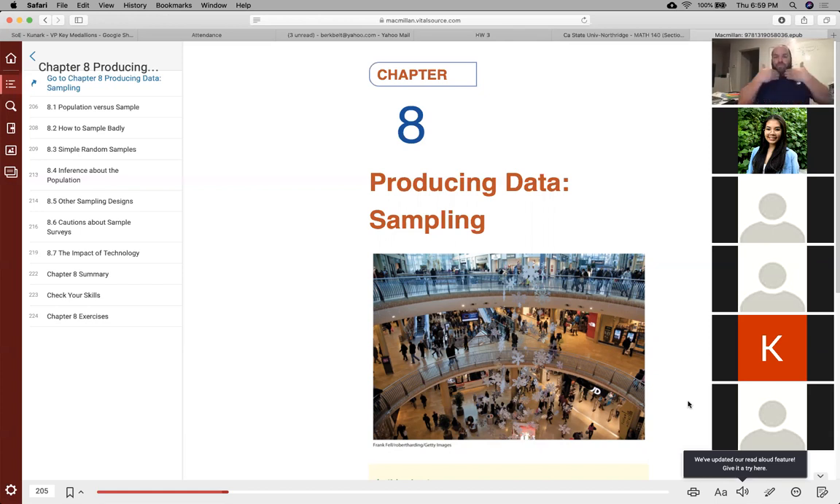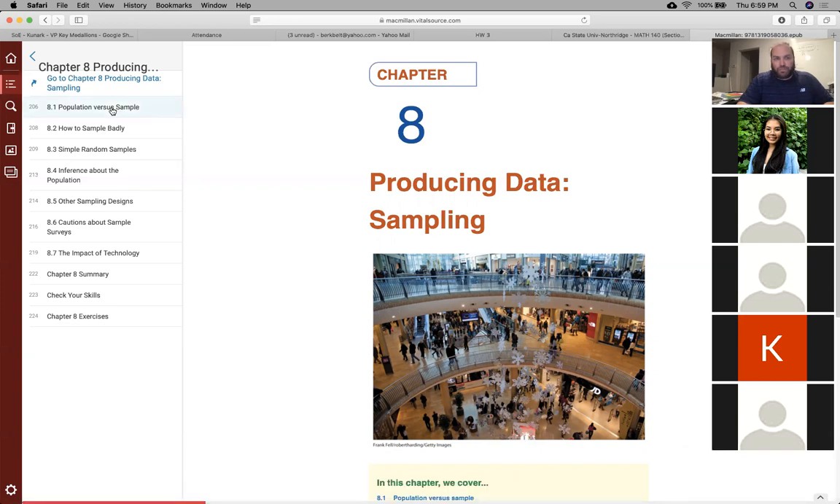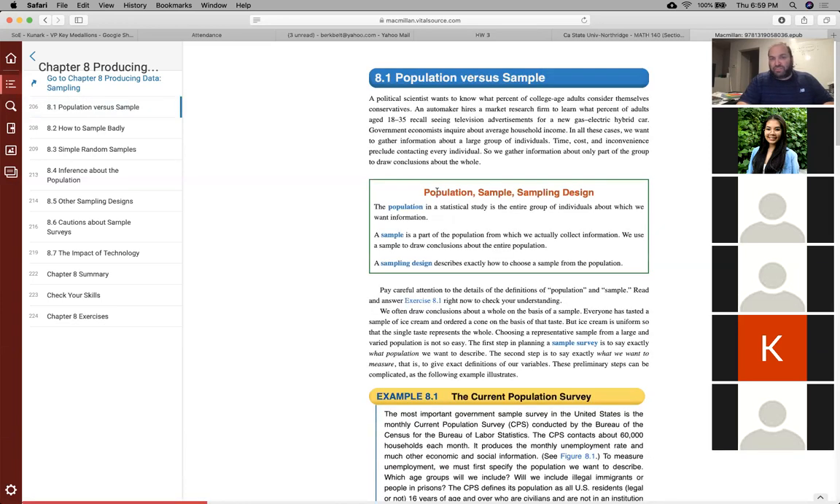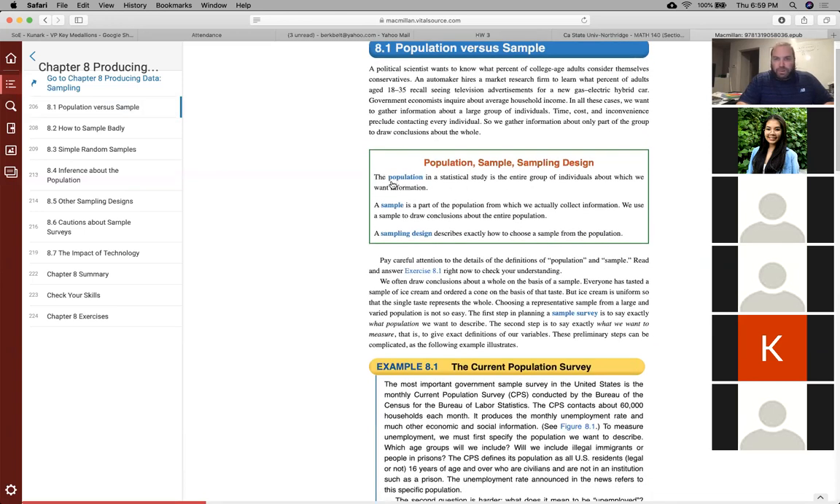So this chapter is about how you go about sampling. It's very qualitative. There's no math in this chapter, or very little math. And we start off with the difference between the population and the sample. The population in a statistical study is the entire group of individuals about which we want information. In the case of politics, it's every person of voting age who is legally allowed to vote in America. I don't care what a seven-year-old's opinion is, because they can't vote. Even a 15 or 16-year-old can't vote. It's the ones that can vote. That's the population under consideration.